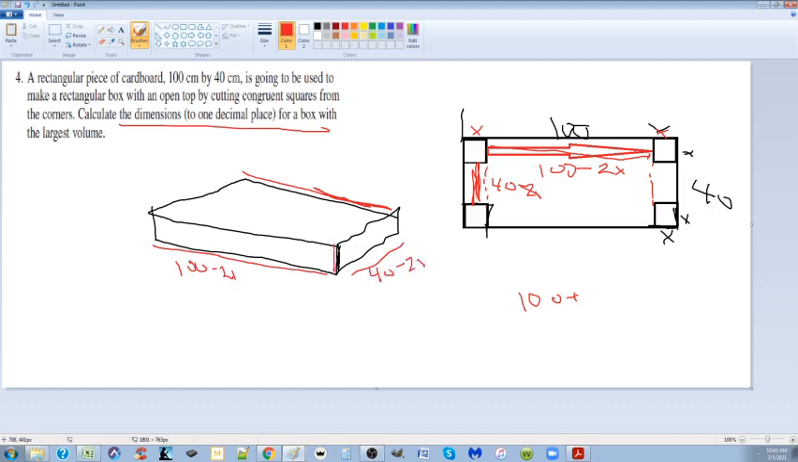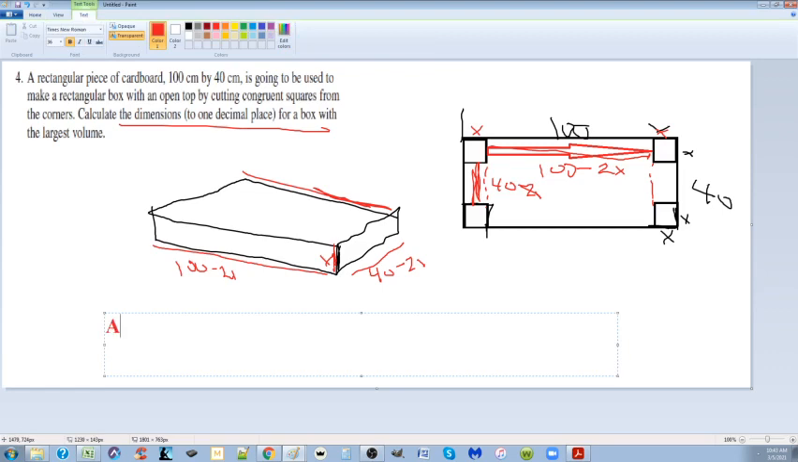And, of course, this height here is x. And to maximize it, well, let's find the area formula. The area formula is length times width times height, which in this case is 100 minus 2x times 40 minus 2x. And this is the thing, we've determined what the length is, so we're allowed to substitute it in with whatever. And of course our height is just x.